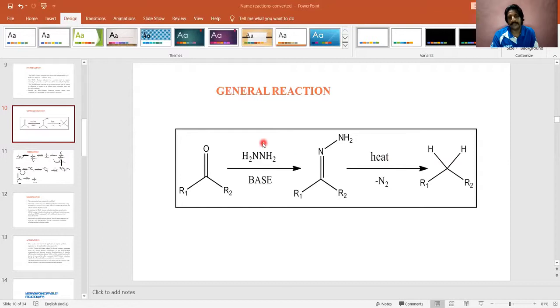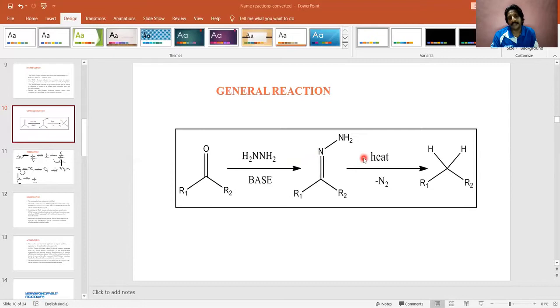So what is the purpose of hydrazine? Hydrazine will undergo a nucleophilic addition reaction. It will attack the carbonyl carbon. And we all know this because carbonyl carbon has a partial positive charge. Naturally, the hydrazine can add over the carbonyl carbon and it can give rise to hydrazone.